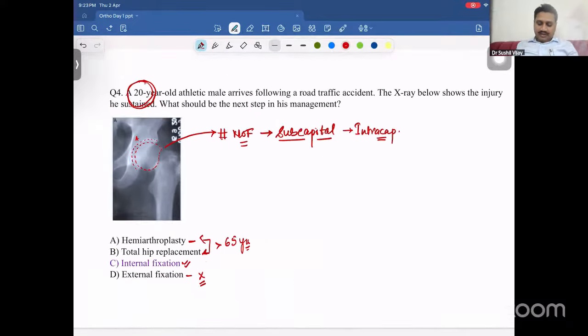DHS? No. DHS is never used here. DHS is used in extracapsular, basicervical fractures, right? So this method of fixation has to be closed reduction and internal fixation.